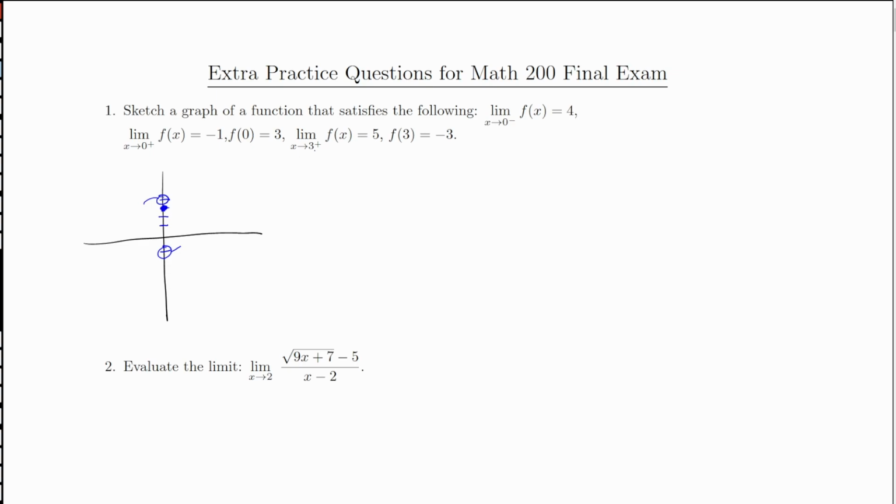The limit as x approaches 3 from the right is 5. And f of 3 is -3. Okay, that's all the information, and now we can just fill in the rest as a nice continuous function.